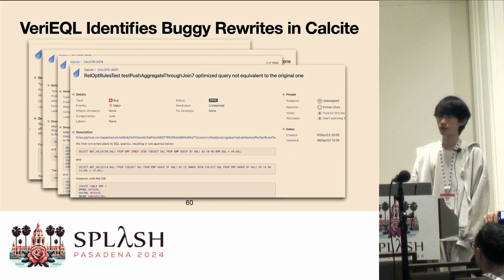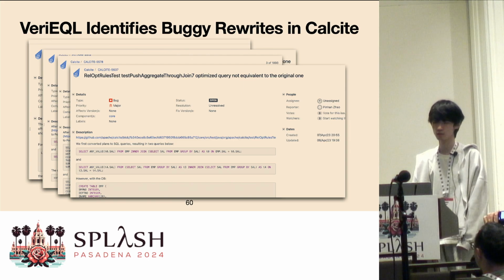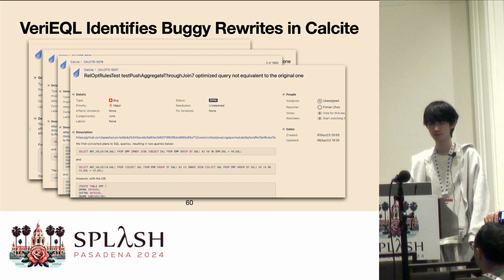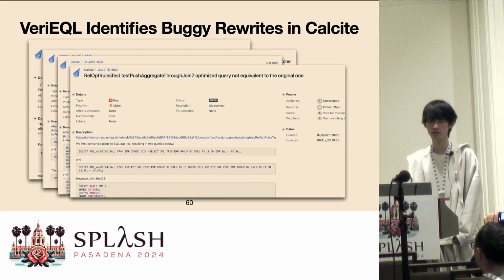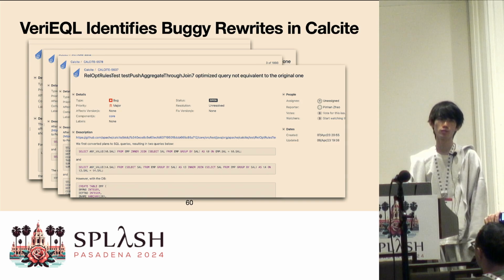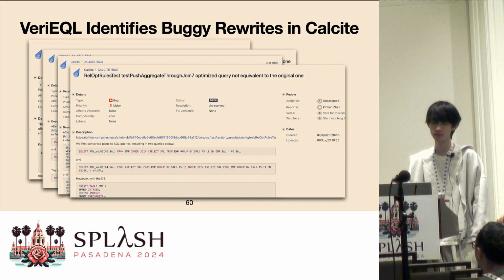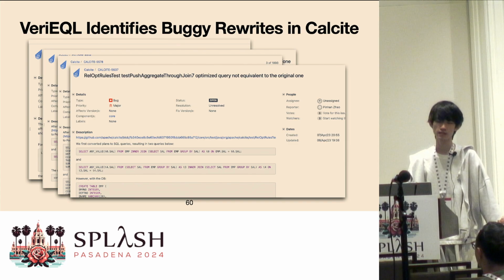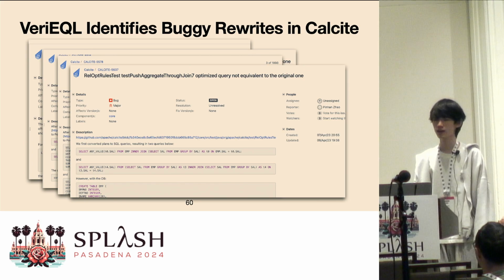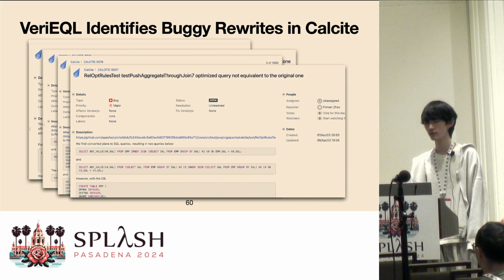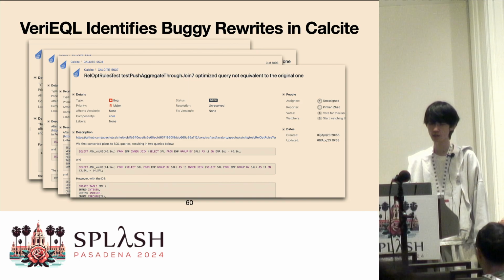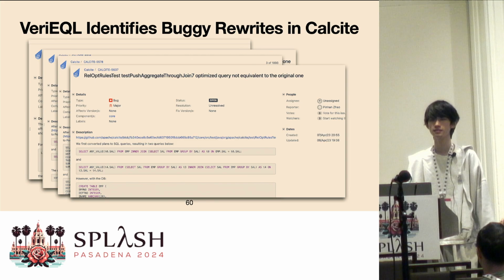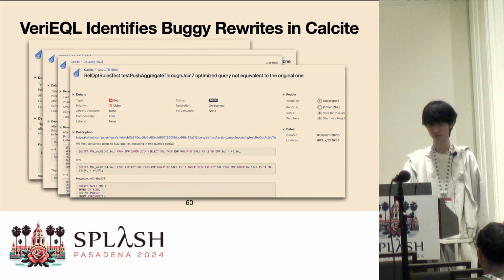Firstly, VeriEQL identified 4 non-equivalent rewrite rules in Apache Calcite, which rewrite a query to a semantically different one. We reported these issues to Calcite maintainers who confirmed these issues. This shows that even in a well-maintained and extensively tested system like Calcite, VeriEQL is able to uncover very tricky bugs that escaped existing testing processes.